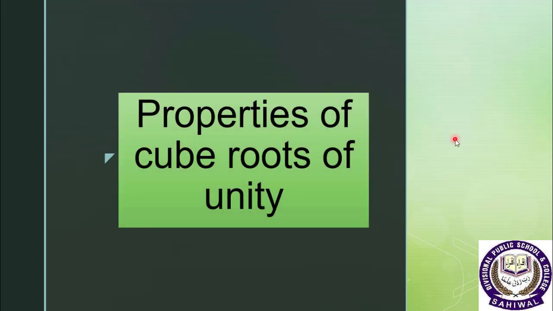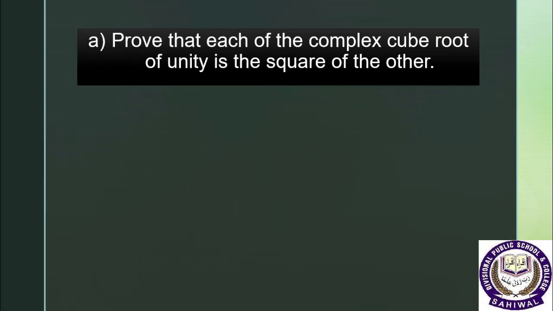Now it's the time to discuss the properties of cube roots of unity. The first property is we have to prove that each of the complex cube roots of unity is the square of the other.